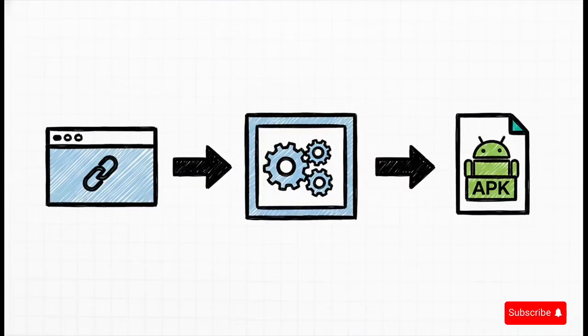Well, we use a simple online tool called a Web to APK converter. There are tons of free ones out there. You just copy your app's public URL, paste it into one of these services, and it packages your entire web app into a single file that your phone can understand and install.